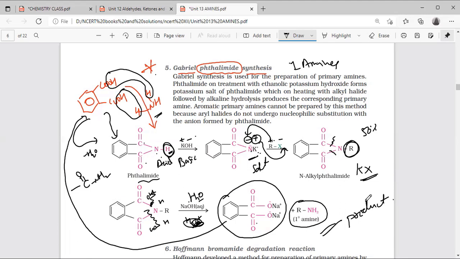Gabriel phthalimide synthesis. You understood, or shall I explain on another paper? So can you write and explain? It's a little confusing. Okay.